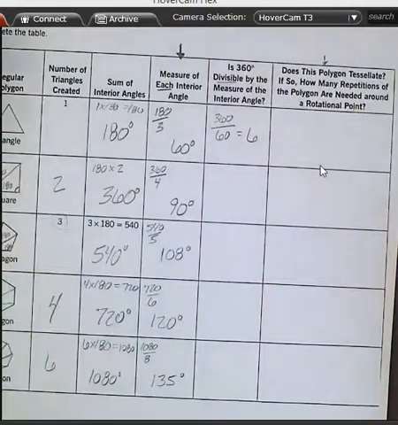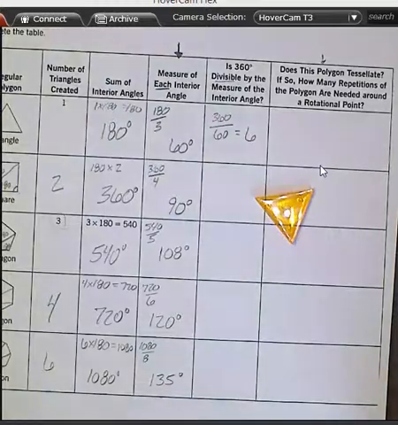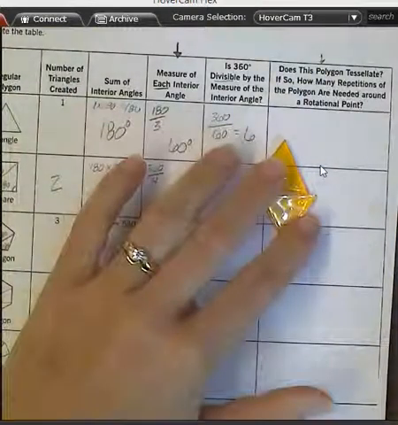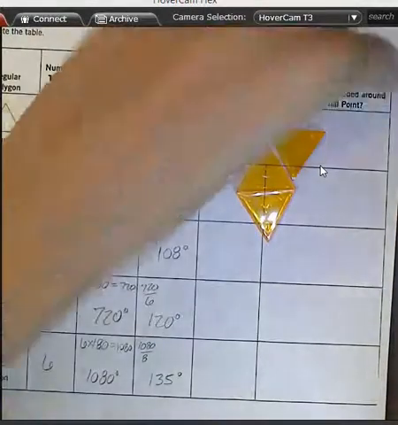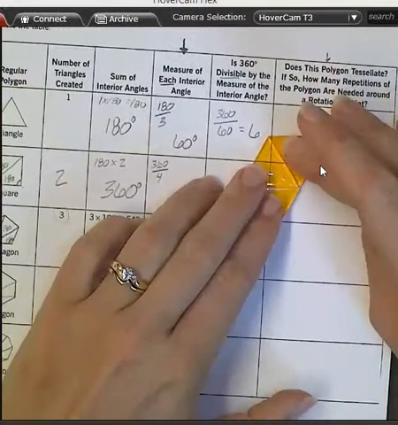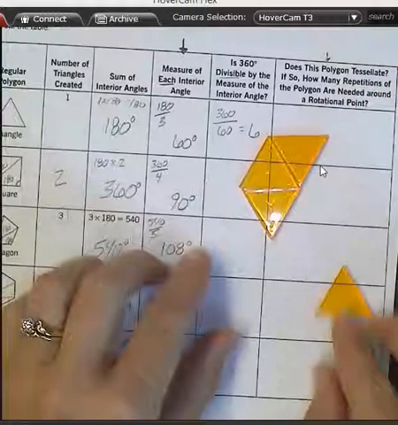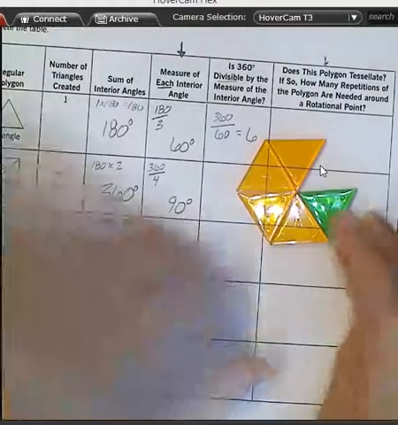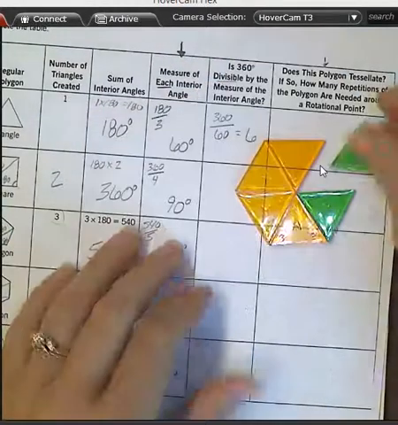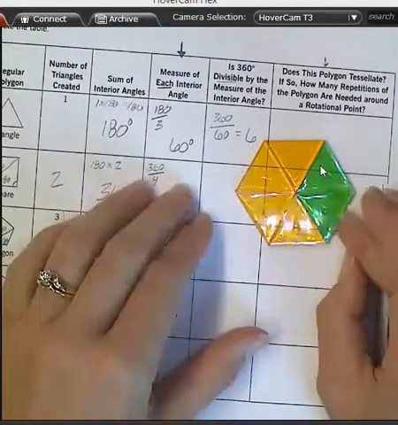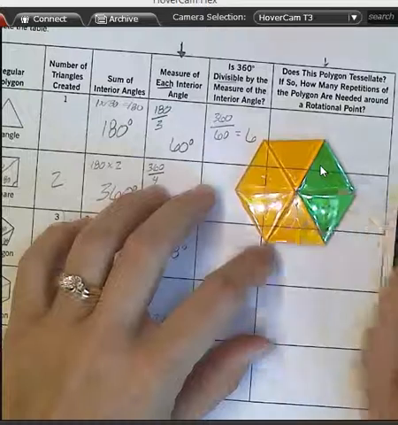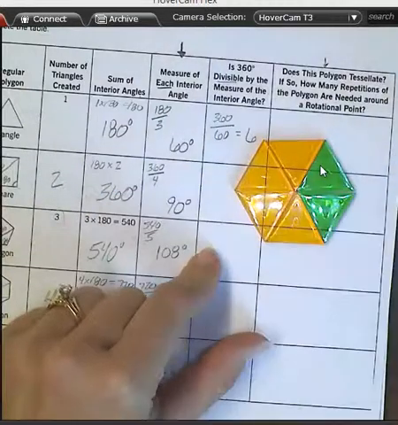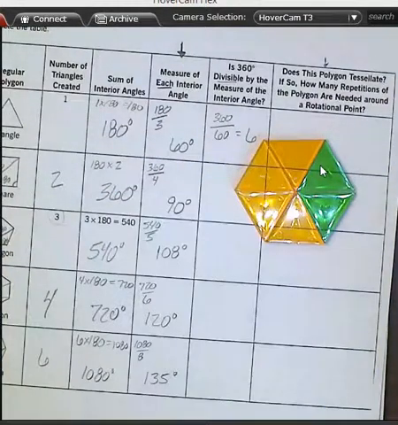Well, I happen to have a regular triangle here. I happen to have a couple of them. And because they're regular polygons, I can just put a bunch of them on here. Do we think this shape is going to tessellate with no gaps and no overlaps? Does it? Why, yes, it does. How many of those shapes does it take to go around our rotation point?